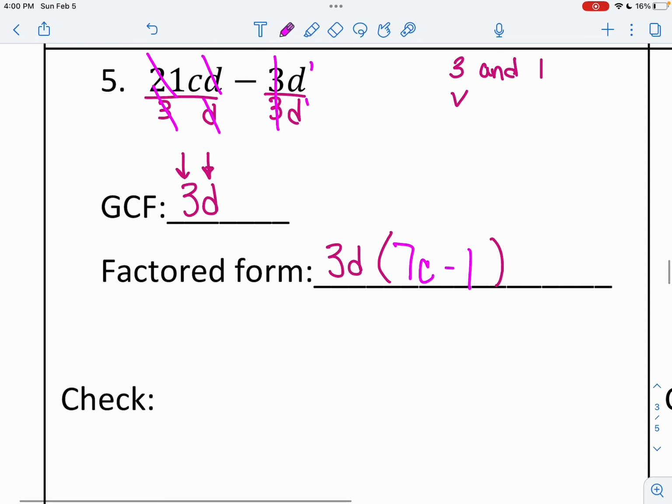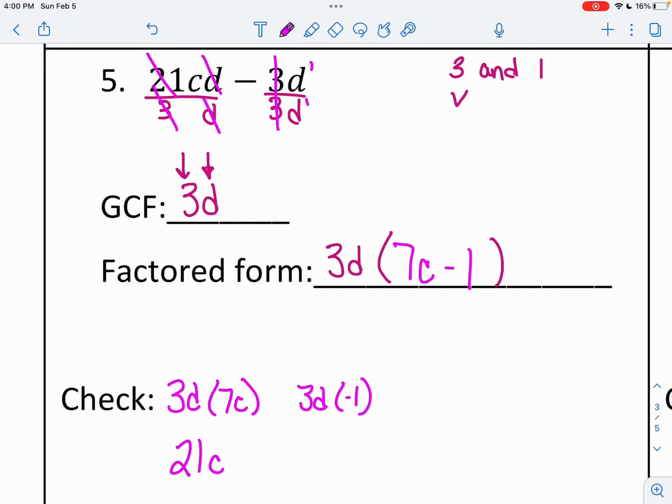Again, you could check that by taking 3D, multiplying by 7C, and taking 3D and multiplying by -1, and sure enough, you would have 21CD, take away 3D when you multiplied, and that is the same as the original. So it asks us to write in a factored form. So here's the first factor, which is a monomial. Here's the second factor as a binomial.